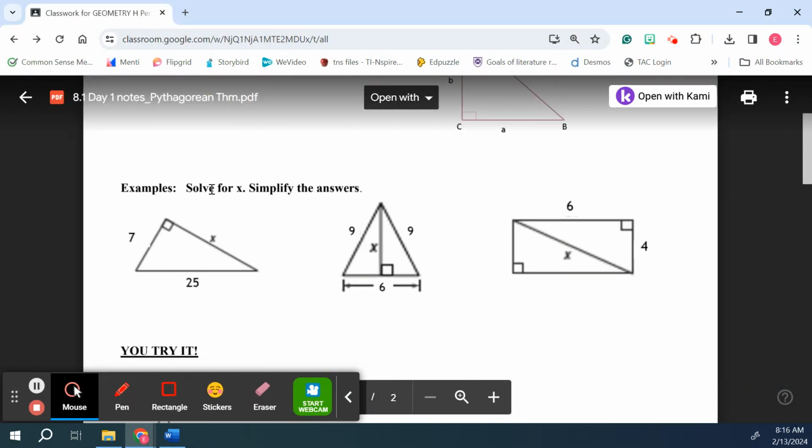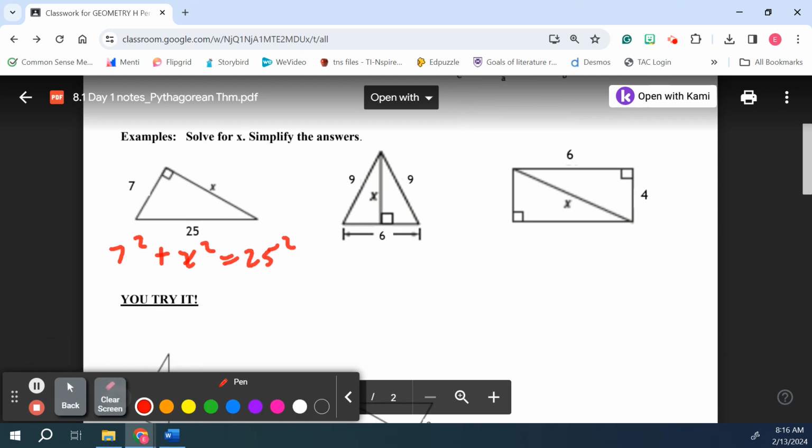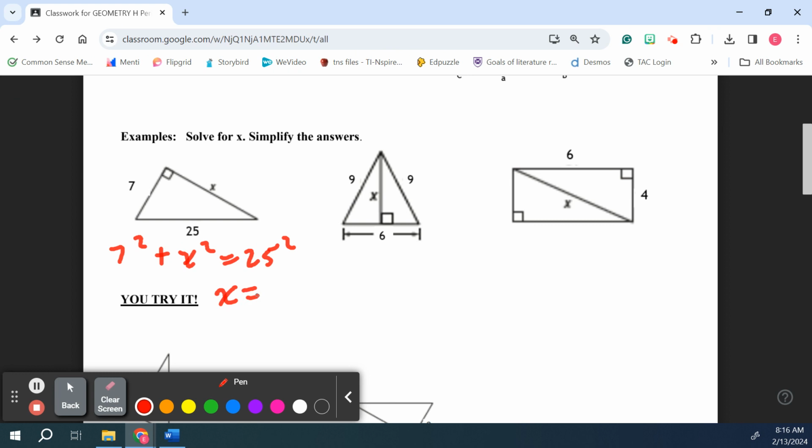All right, so it says solve for x, simplify your answers. So in this case, I have a short leg, I have a long leg, and I have the hypotenuse. So this will be 7 squared plus x squared equals 25 squared. Someone tell me, what is the answer to this in simplest radical form? Yes. 24, nice job.